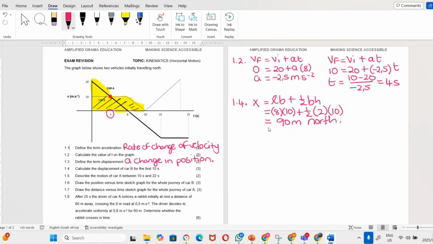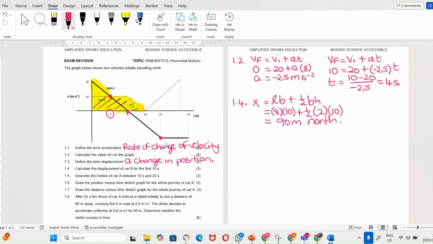Then 1.5 says describe the motion of car A between 10 seconds and 22 seconds. So between 8 seconds and 22 seconds, car A seems to be now moving in the opposite direction, which is south, but it seems to be speeding up south. We can see that the graph starts from 8 seconds to 22 seconds, and the velocity is increasing.